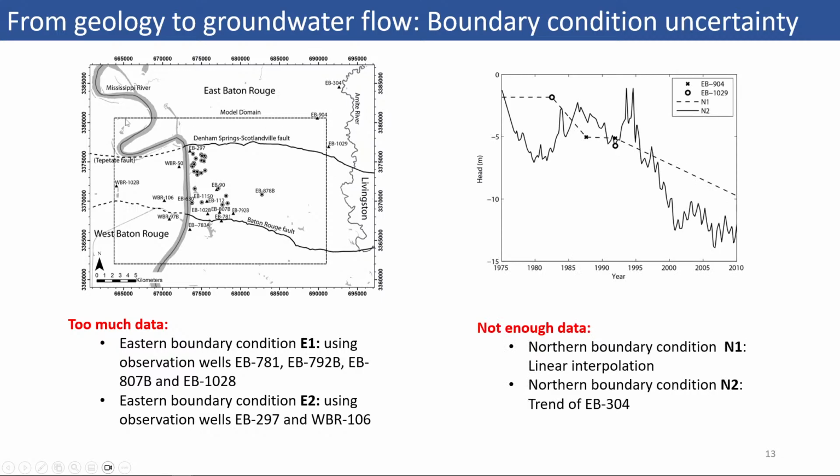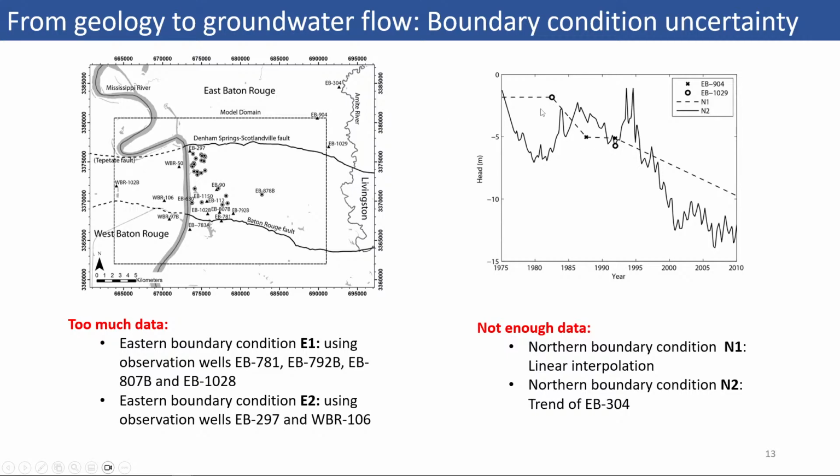Now, what are other sorts of uncertainty? We are uncertain about this boundary condition. This boundary condition is the opposite of this one. Here we have too much data, and here we only have very few data. This is EP904, which is this one. We only have 2 points for this one: 1 point in 1985, and another point in the 1990s. That's all the hydraulic heads that we have for this one. And for another one, here, we only have another 2 points. So what can we do?